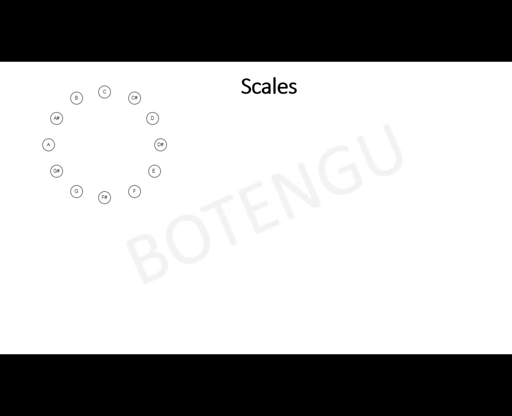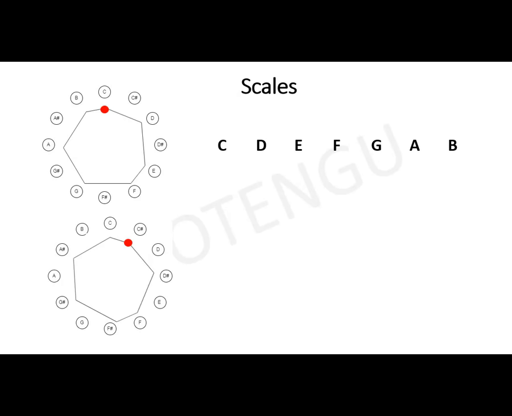To get the scale of a particular note, we need to skip certain notes and include others. The heptatonic major scale is given by the shape inside the circle. To get the scale of a note, we need to rotate the shape until the red dot points to that note. For example, the scale of C sharp is obtained like this.